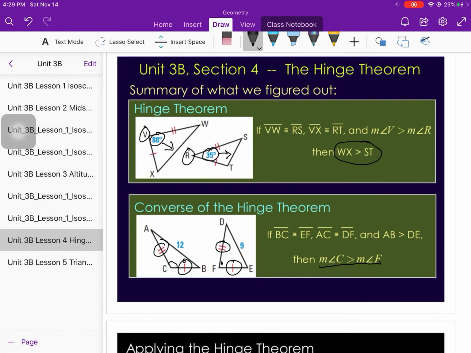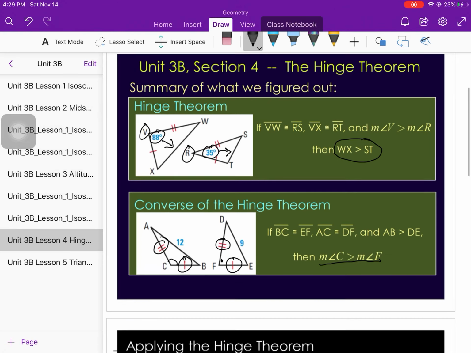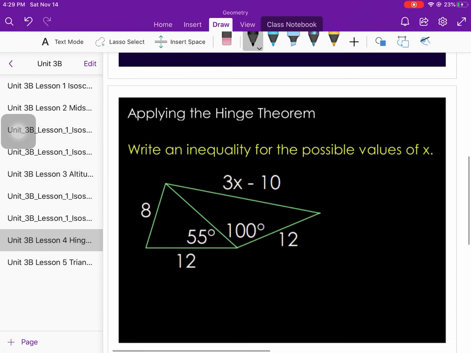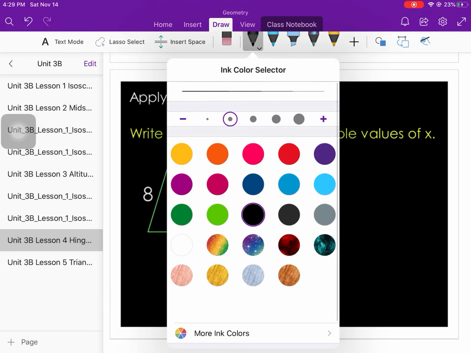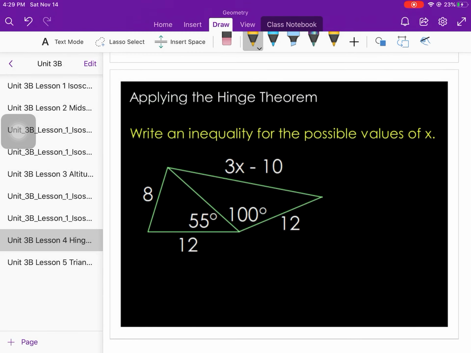It's another pretty intuitive theorem. Think of like a door. The wider that you open the door, the more space, therefore the bigger the angle. So let's actually apply this theorem and write an inequality. Now an inequality, if you recall, is like a less than or greater than. An inequality is similar to an equation, but there's an infinite number of solutions sometimes.